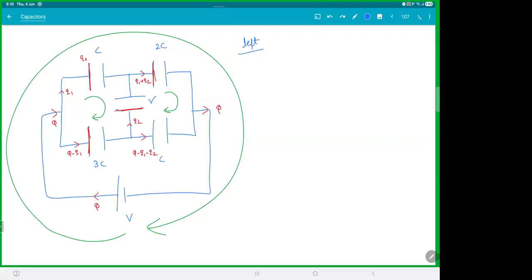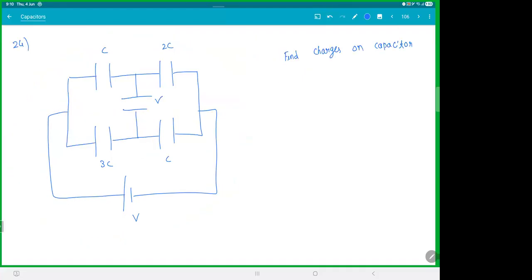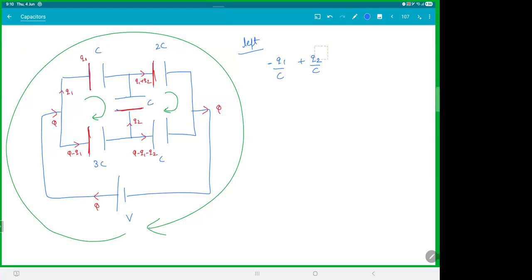Are you going through a battery or are you going through a capacitor? So I'm going through a capacitor. I'm going from positive to negative, minus Q1 by C. Then I'm going to the middle capacitor. Look at here. I'm going from negative to positive plate, plus Q2 by C. This is C actually. Please see if you messed up a minus sign. And if you're confused, ask me. Again, I'm going here from negative to positive plate. So plus (Q minus Q1) by 3C. That's your equation 1. You came back to the same point, so 0.